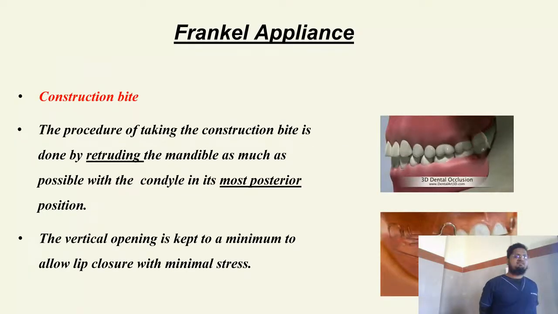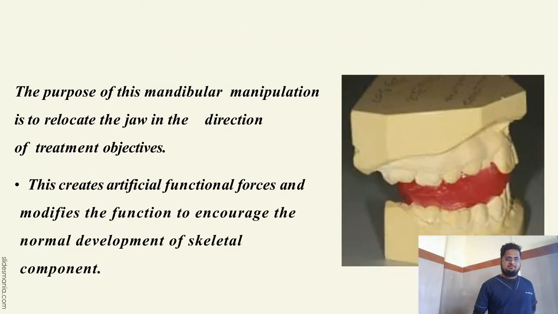Next appliance is the Frankel appliance. Taking the construction bite: the procedure of taking the construction bite is done by repositioning the mandible. First, we take the mandible in the centric occlusion, and then the vertical opening is kept to a minimum to allow lip closure with minimal stress.